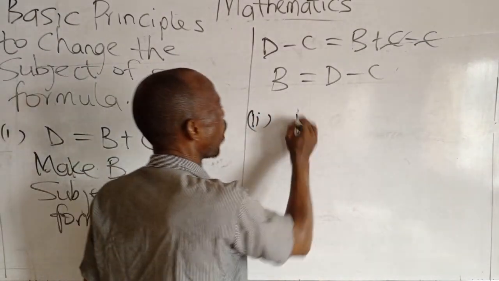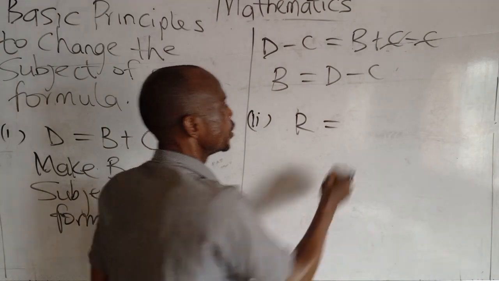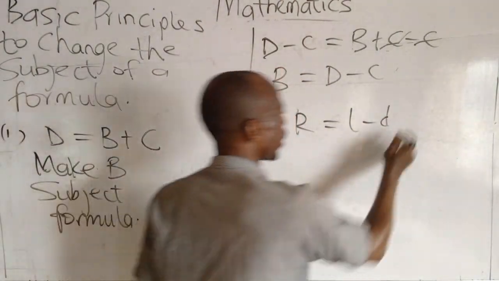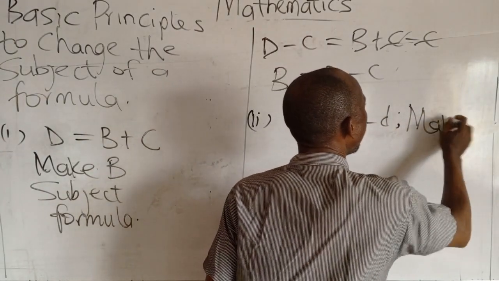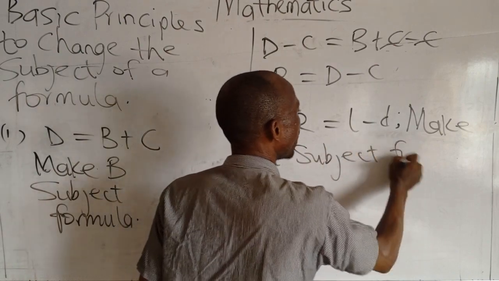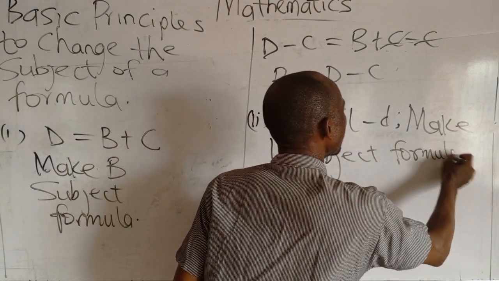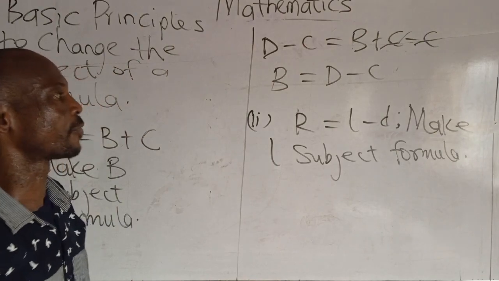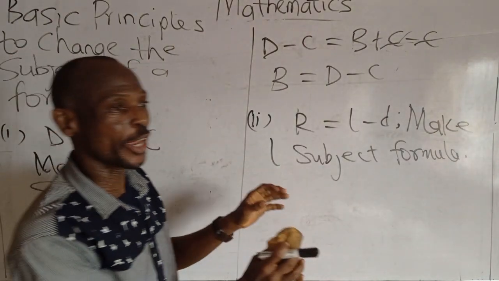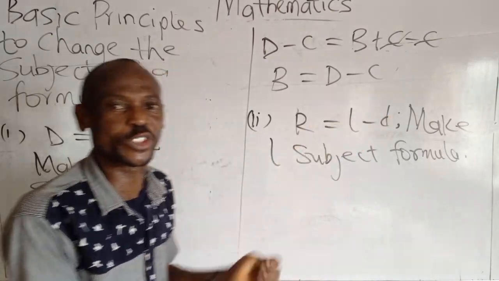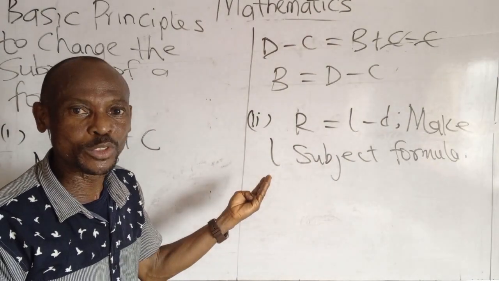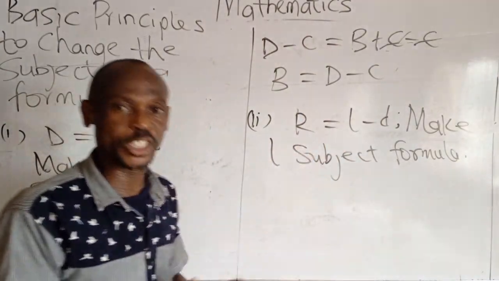Let me look at a work. R is equal to L minus D. And here we are going to make L the subject of the formula. Now the second principle here is that when a value is separated by a negative sign, when it's crossing the equality, what happens? It turns to positive.